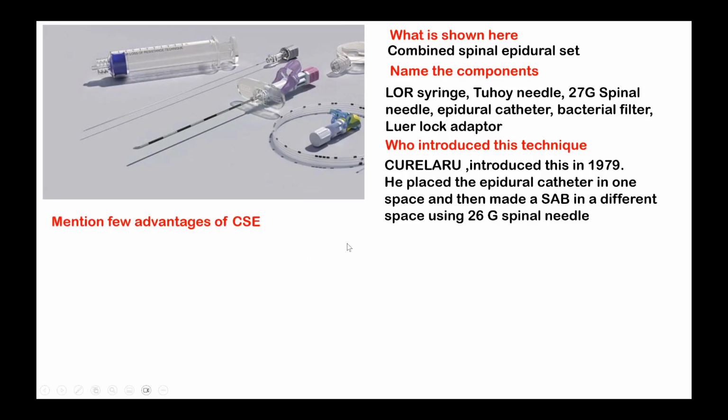What are the advantages of combined spinal epidural? Why has this technique become more popular compared to isolated epidural or single shot? Prevention of multiple puncture sites. Immediate onset of action, immediate onset of block. Very good.